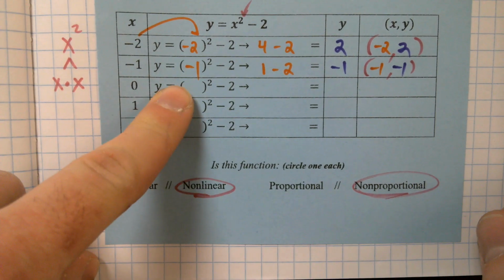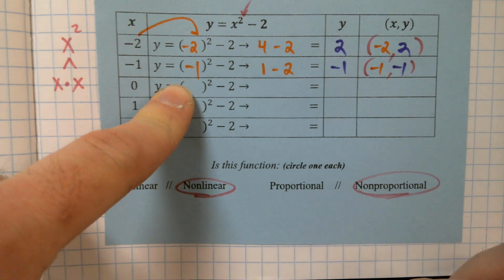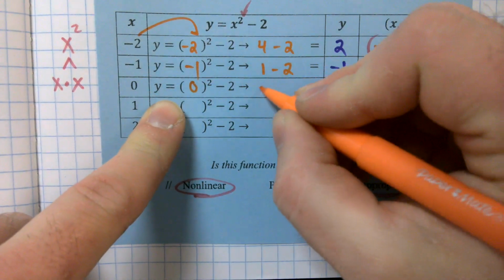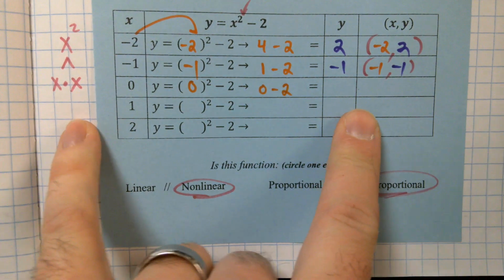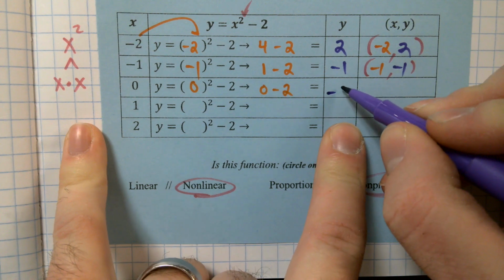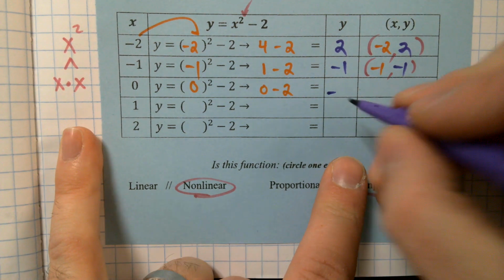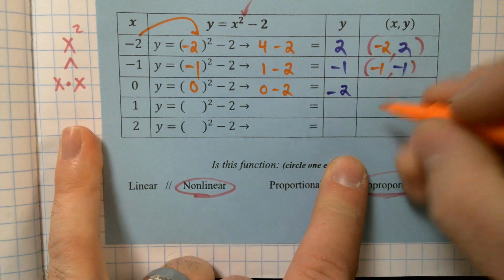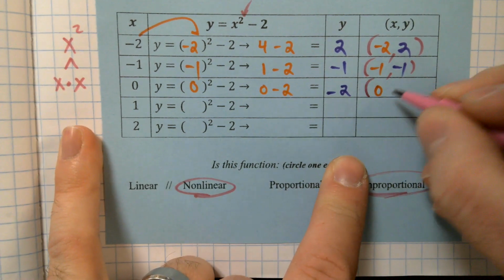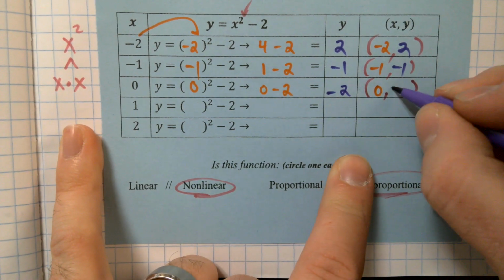Now if I plug in 0, what is 0 times 0? Just 0, exactly. And 0 minus 2 gives me, what would it give me? 0 minus 2? Negative 2, good. So now I've got my third solution, 0 comma negative 2.